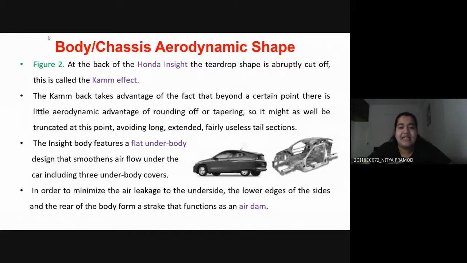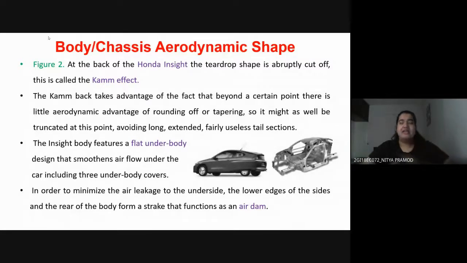The Kamm effect basically tells us that instead of wasting material creating a car with long, unnecessary tapered ends, cutting it off will give you the same benefit. Both give the same advantage. So instead, you can just cut off the tapered end to reduce the size of the car and also make it look smaller. Now, talking about the flat underbody design.